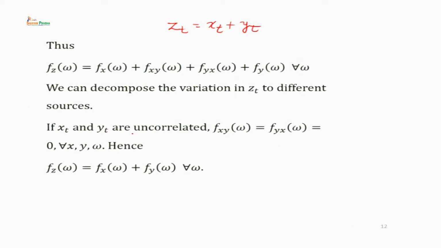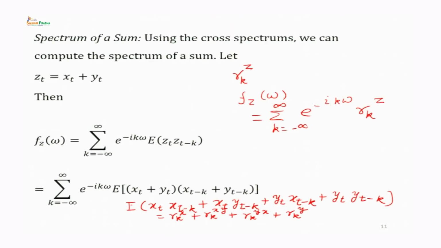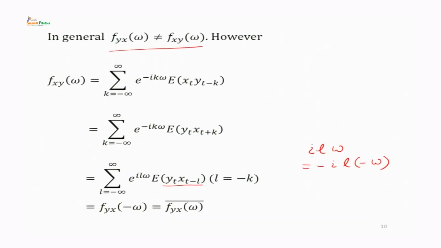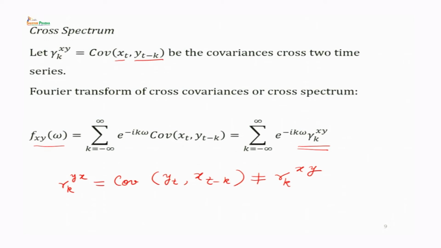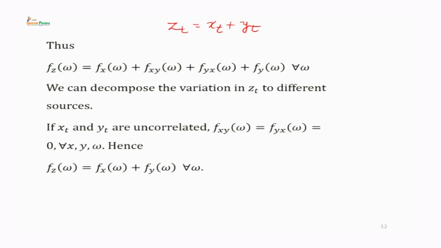And suppose x t and y t are uncorrelated, then what happens? If x and y are uncorrelated, then gamma k x y becomes 0. So, f x y omega becomes 0. Similarly, f y x omega also becomes 0. So, in that case f z omega is equal to f x omega plus f y omega for all omega. So, if x and y are uncorrelated and z t is equal to x t plus y t, then the spectrum of z t is simply the spectrum of x plus spectrum of y, means variation of z is simply the variation of x plus variation of y.